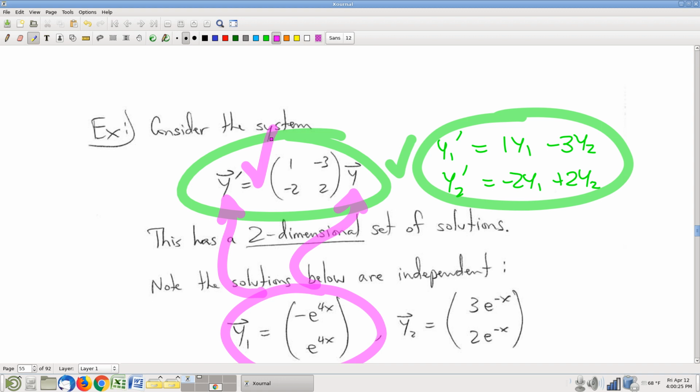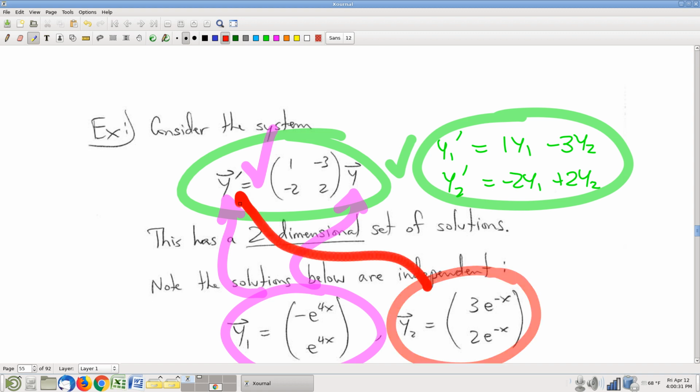Okay, likewise, this is a solution. Plug it in over there, take its derivative, plug it in over here, multiply by the matrix. It works. Okay. Having done that, we are done with the calculus. Everything from here on down is all linear algebra. Here's how the important linear algebra stuff works.